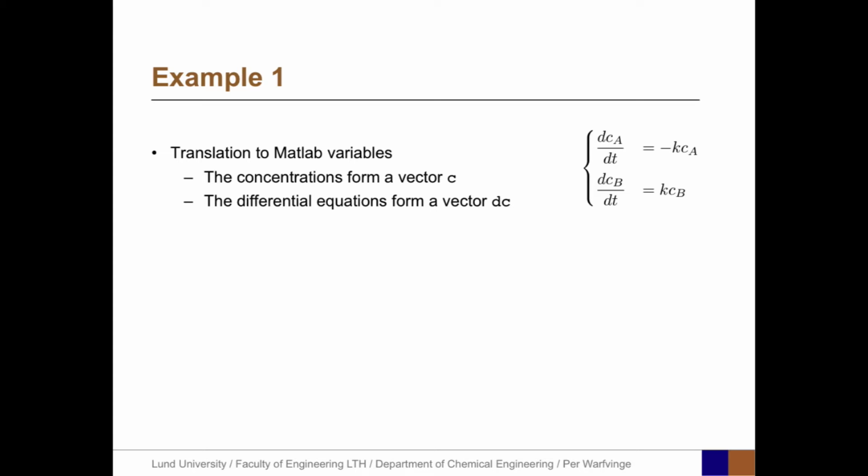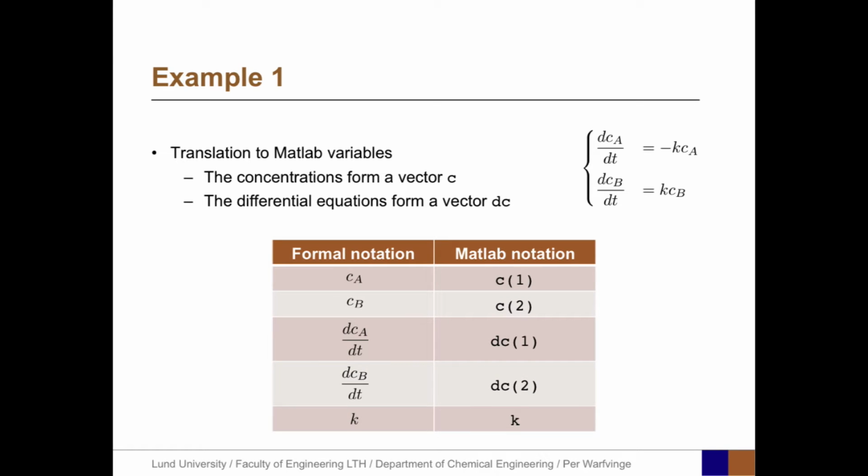One thing we must do before we use MATLAB is to determine how we should translate the variables in our mathematical notation to MATLAB variables. First of all, we must recognize that the concentrations Ca and Cb form a vector C. And we'll also say that the differential equations will form a vector dc. So that Ca equals C1, the first element in the vector C, and Cb is C2. And for the differentials, dc1 is dCa/dt, and dc2 is dCb/dt. And the rate coefficient k is simply denoted k. So let's go to MATLAB and solve this problem.